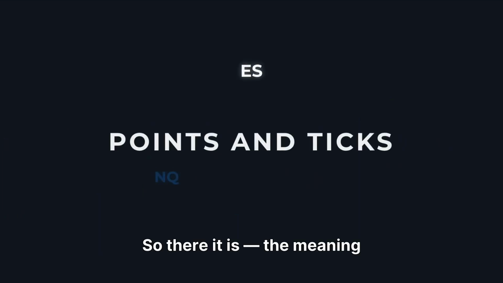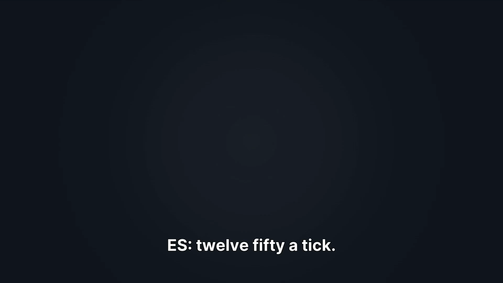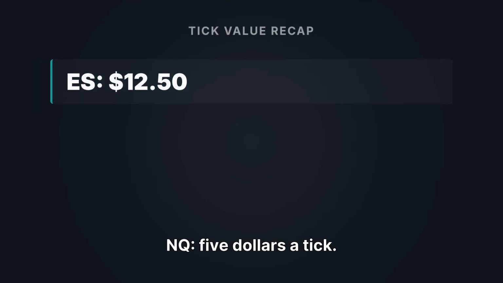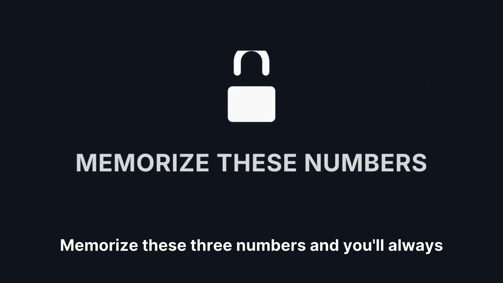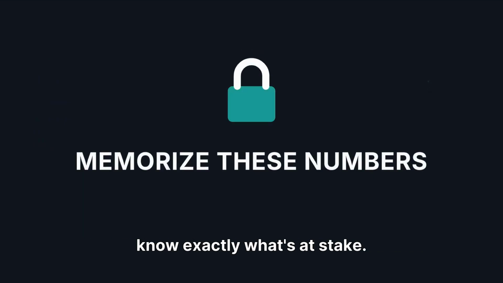So there it is, the meaning behind points and ticks. ES, $12.50 a tick, NQ, $5 a tick, YM, $5 a tick. Memorize these 3 numbers and you'll always know exactly what's at stake.